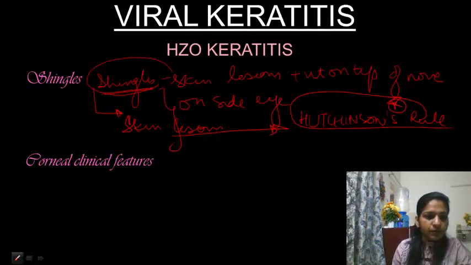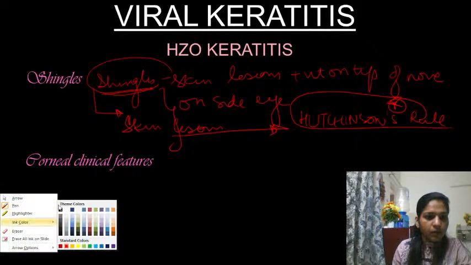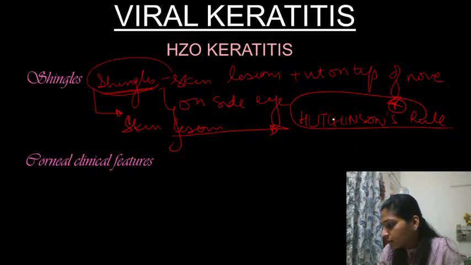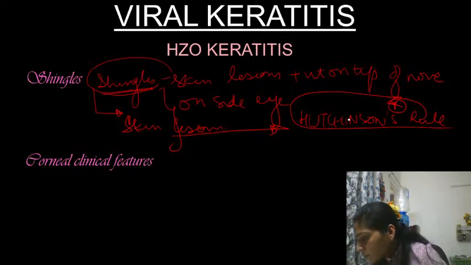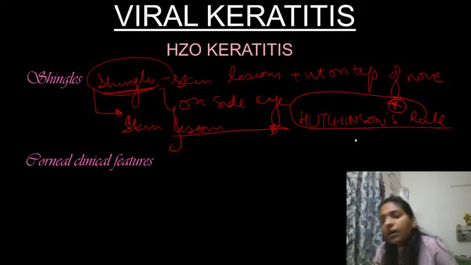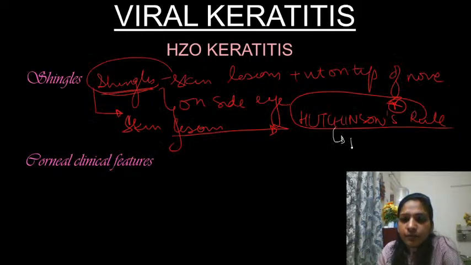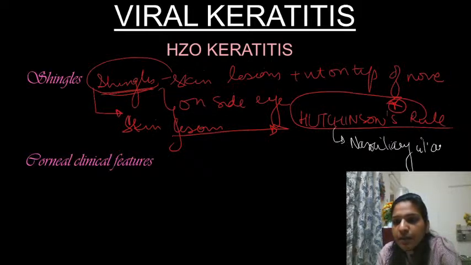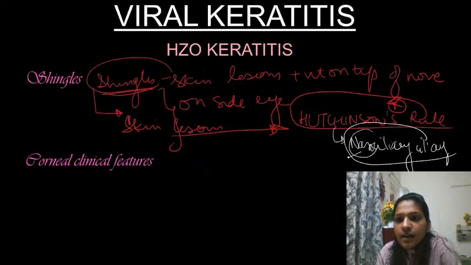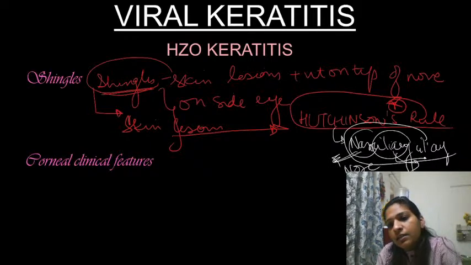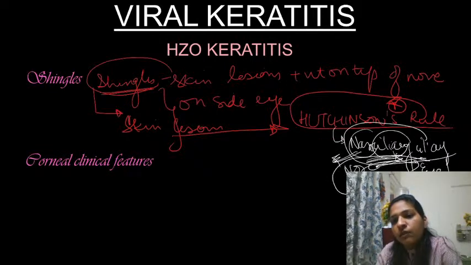Please tell me the name of that nerve. No one? Bhuvanasri, Adyut Prakash, Chitti, please tell me the name of that nerve. That is nasociliary nerve. Its name has Hutchinson's rule written in it: nasal involvement and ciliary involvement in the eye. Nasal involvement in the nose and ciliary involvement in the eye. So this nerve is responsible for the Hutchinson's rule.